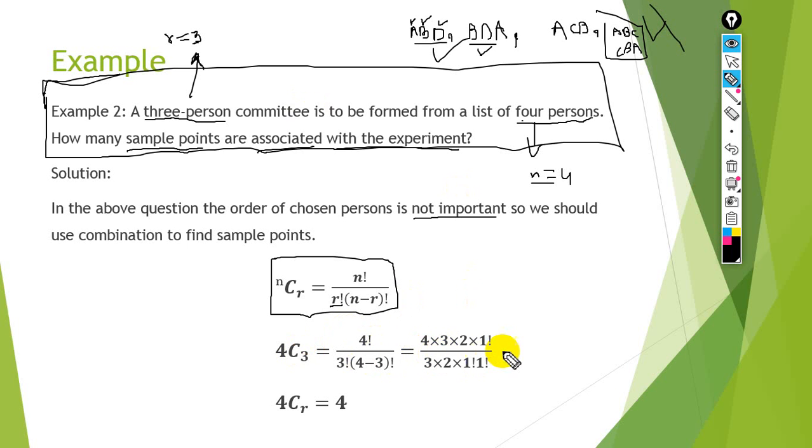So when we calculate all these, 3 factorial is 3 multiplied by 2 multiplied by 1, and 4 minus 3 is equal to 1, so finally 1 factorial remains. 4 factorial is 24, 3 factorial is 6, and 1 factorial is 1, so 1 multiplied by 6 is 6. 24 divided by 6 is equal to 4. So we can say we will have 4 sample points.